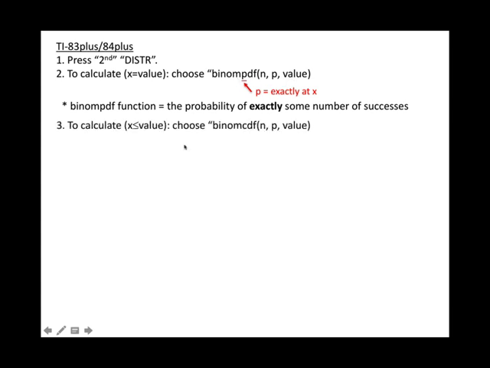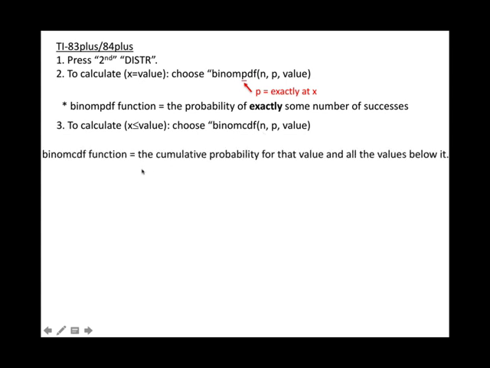Second one, when we are working on X less than or equal to a value, we'll be using the binomCDF. BinomCDF means cumulative probability for that value and all the values below it. So remember that the C here means cumulative, starting from 0 to X. This means you're looking for, let's say, X less than or equal to 3. So you may want to find the P of 0, P of 1, P of 2, and then P of 3.